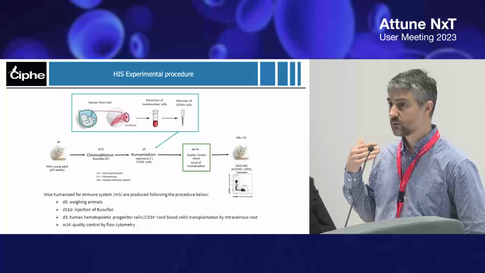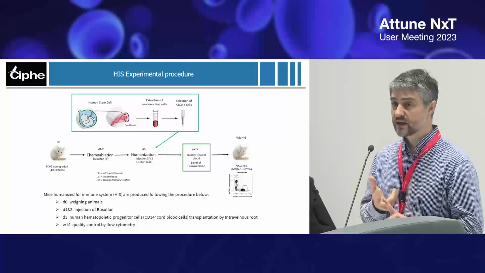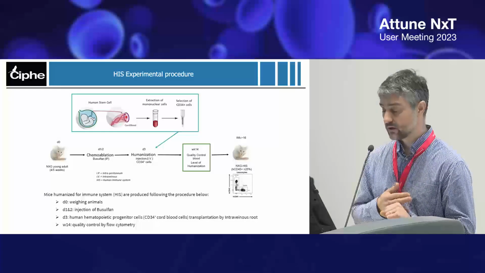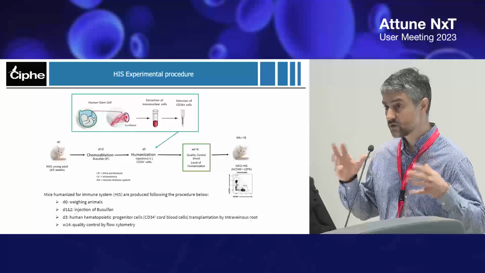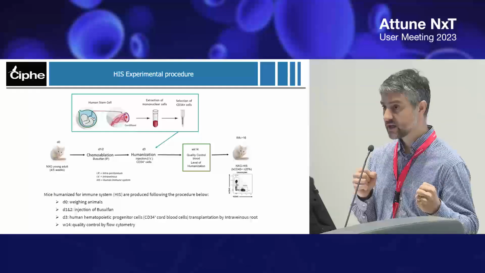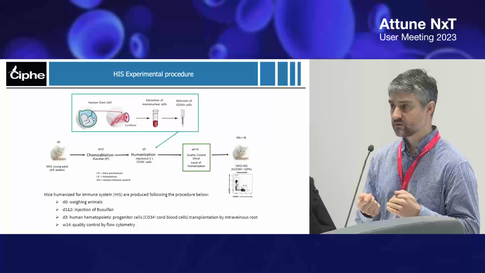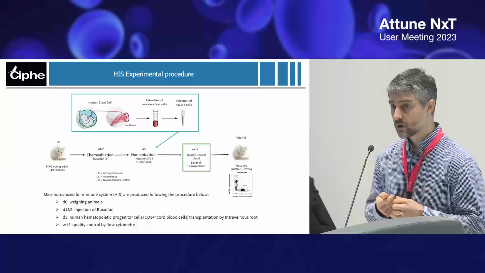You basically take super immunodeficient animals. They basically don't have T, B, and NK cells. The macrophage phagocytic capability is not working properly. What you do is then you chemoablate these animals to make space in the bone marrow, and then you inject CD34 human stem cells from the cord blood.